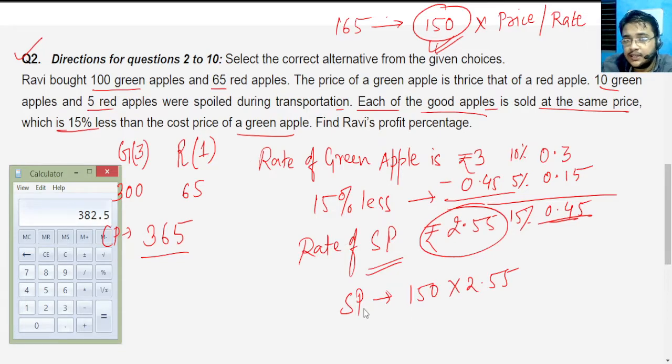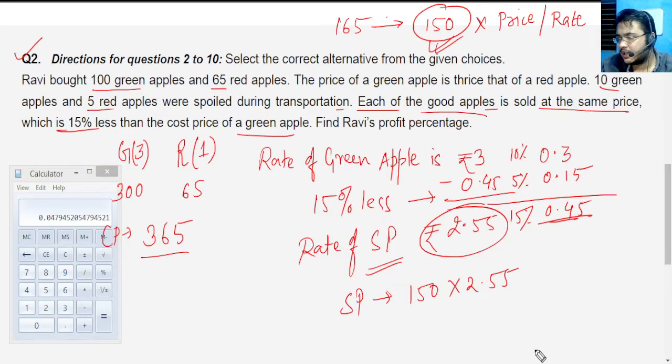Now I will not write 382.5. I'll directly subtract 365. Now we remember that the general formula for profit percentage is SP minus CP upon CP. So this is my difference of SP and CP, the profit, divided by the CP, that is 365, which gives me 0.0479. I'll write this number, the profit percentage, as 0.047.